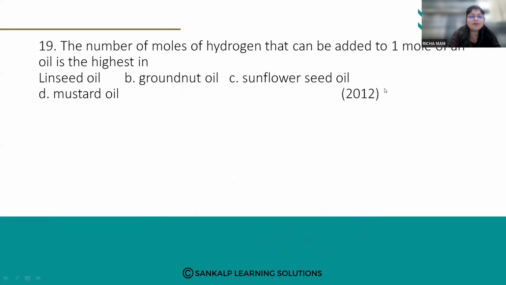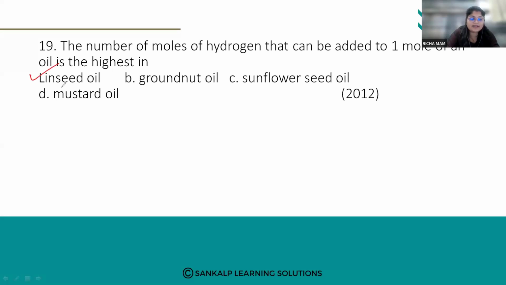The number of moles of hydrogen that can be added to 1 mole of an oil is the highest in A. Linseed oil, B. Groundnut oil, C. Sunflower seed oil, and D. Mustard oil. So the number of moles of hydrogen which is highest is in linseed oil. Just remember, not so important question.